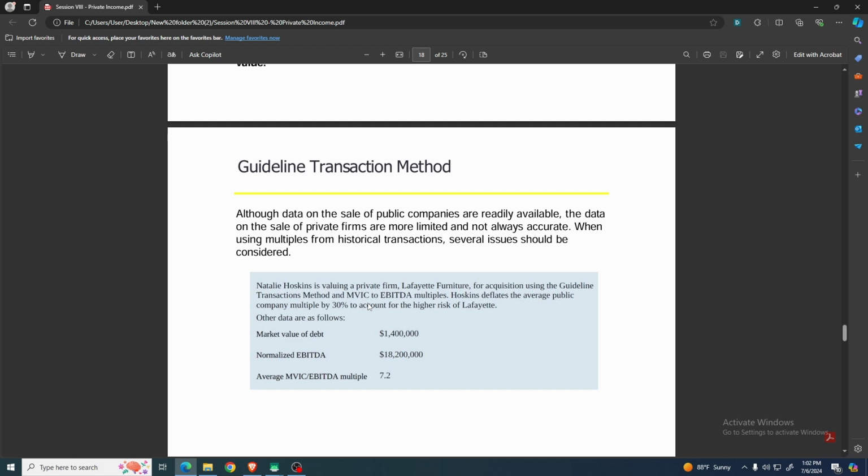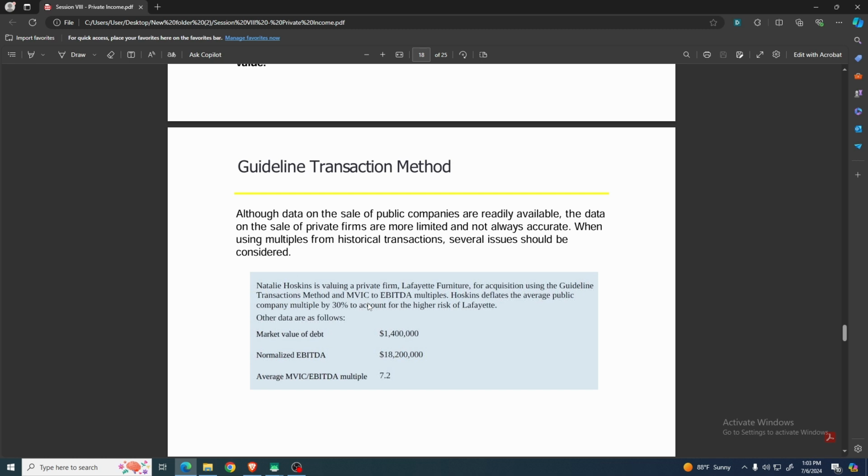However, it requires careful consideration of several issues due to the limited and sometimes inaccurate data available on private firm transactions. So we already know that the available amount of data is going to be limited when it comes to private companies. So when you are going to apply the guideline transaction method as a market approach to value a private company, you need to understand these challenges and then process accordingly. So the challenges with data availability when it comes to private companies. In contrast, the data on public company sales are readily available and reliable, while private firm transaction data is less accessible and may lack accuracy. At the same time, due to the higher risk associated with private firms compared to public firms, appropriate adjustments must be made to the multiples derived from public company data.